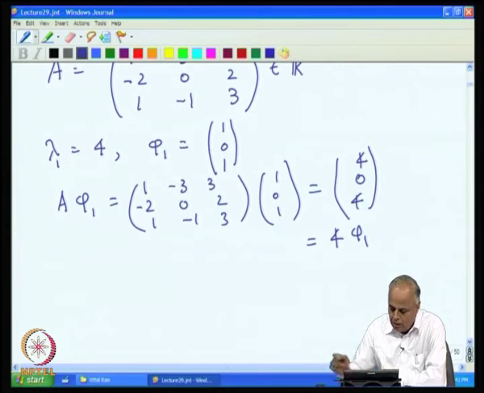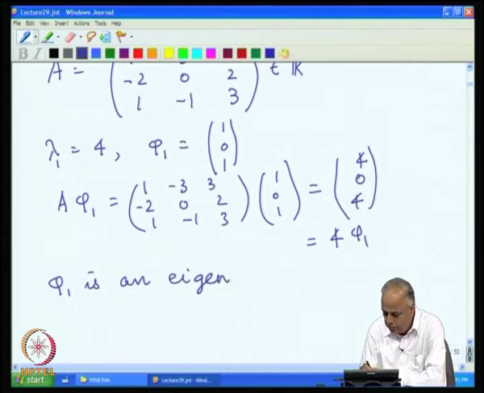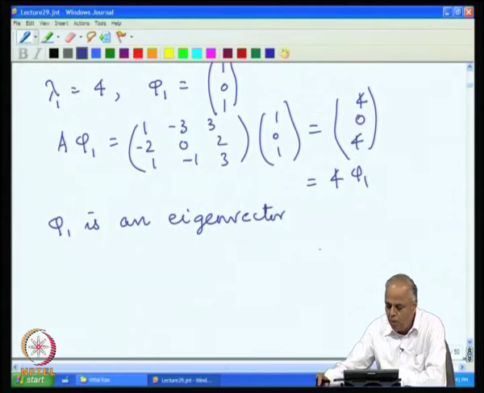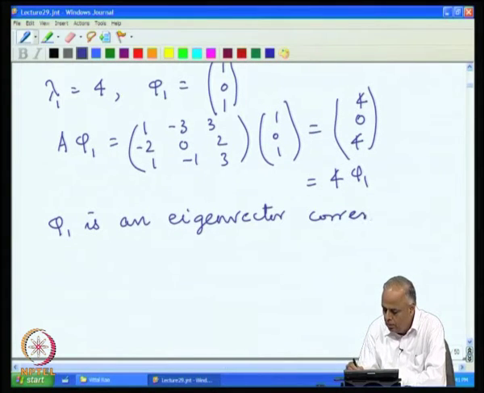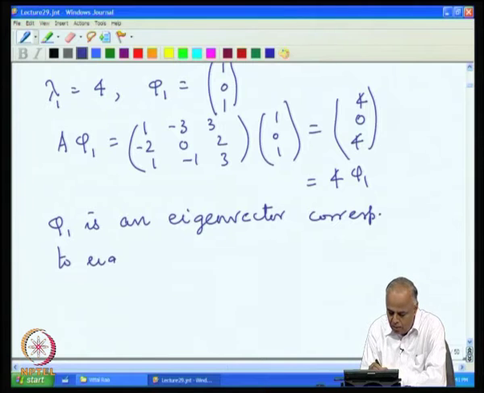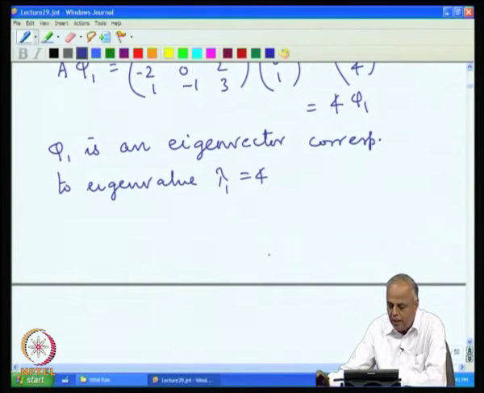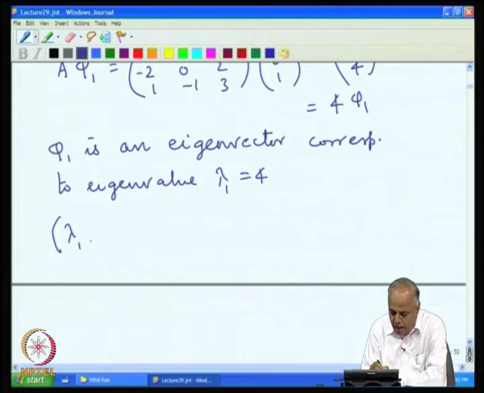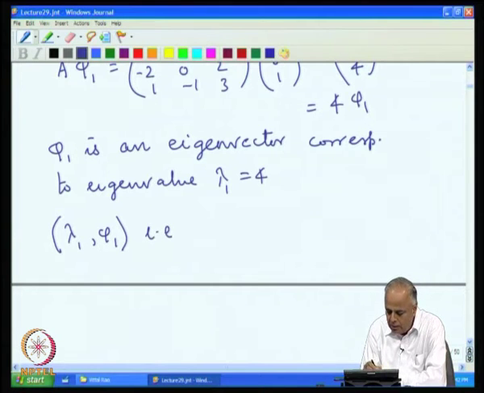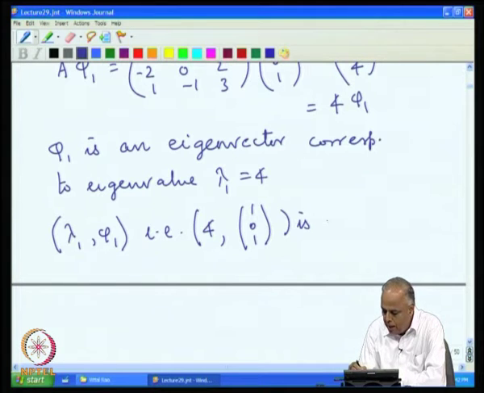Thus, we find that phi 1 is an eigenvector corresponding to eigenvalue lambda 1 equal to 4. Since lambda 1 equal to 4 is an eigenvalue and phi 1 is an eigenvector corresponding to this, we get lambda 1 phi 1, that is the number 4 and the vector 1 0 1, is an eigenpair for the matrix A.